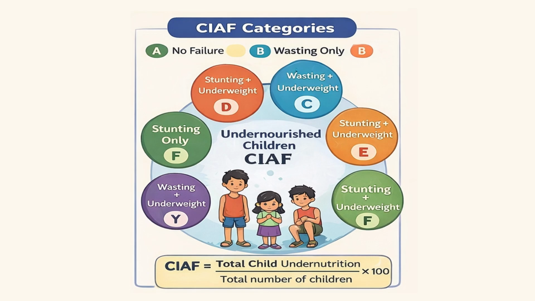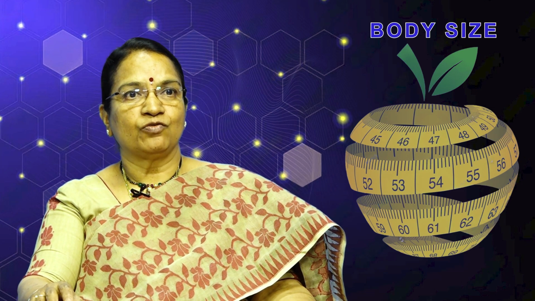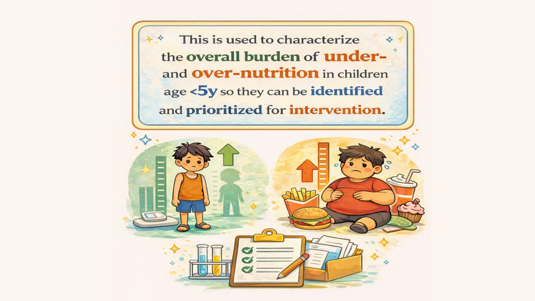of composite index of anthropometric growth failure. This is used to characterize overall burden of under and over nutrition in children aged less than 5 years, so that they can be identified and prioritized for an intervention.